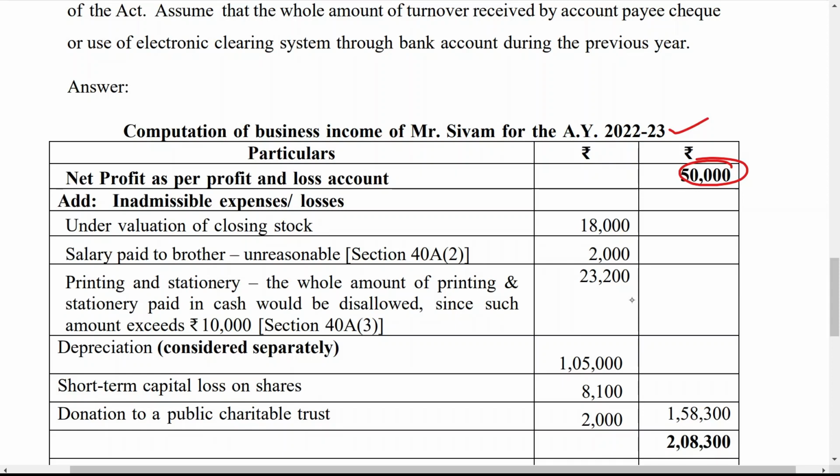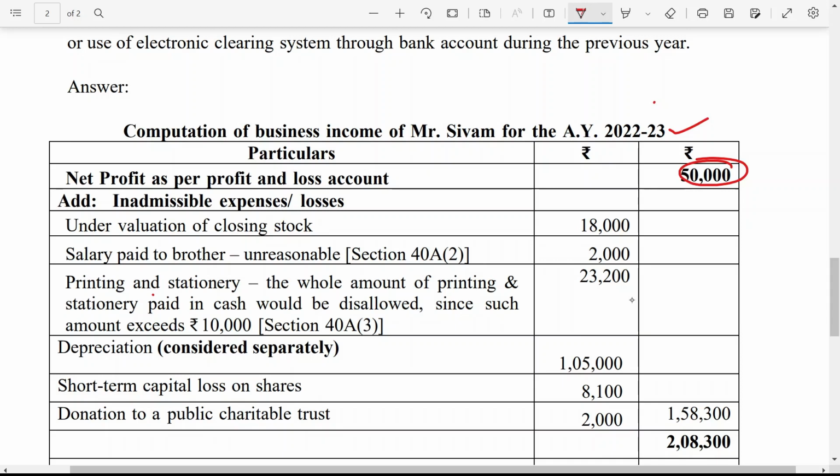Actually, this is admissible, inadmissible income. So that is why that is added. Now, what is the undervaluation of closing stock? 18,000. So directly it is added, because by that amount your profit will increase, since it is undervaluation of closing stock. And I already explained, you will write down closing stock on the credit side and it will increase your profit. So that is why it is added here.